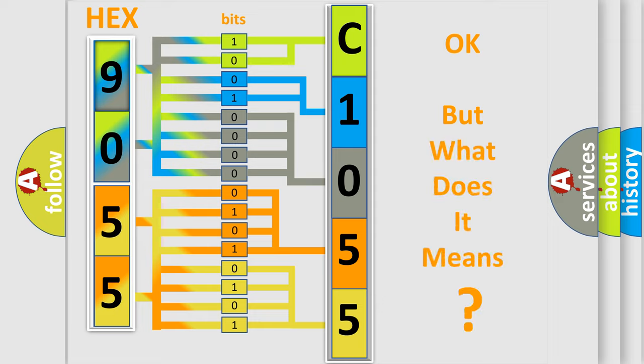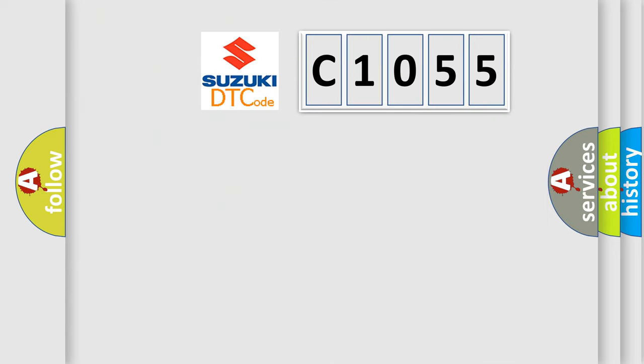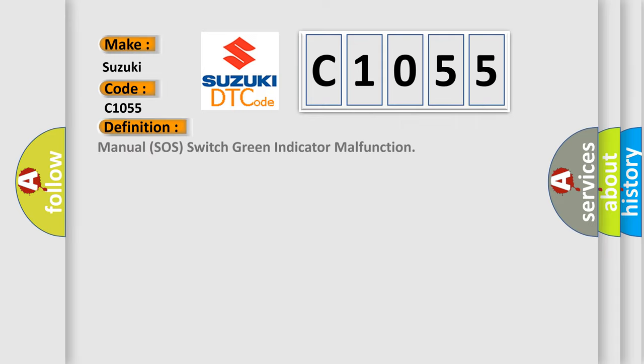The number itself does not make sense to us if we cannot assign information to what it actually expresses. So, what does the diagnostic trouble code C1055 interpret specifically for Suzuki car manufacturers? The basic definition is manual SOS switch green indicator malfunction.